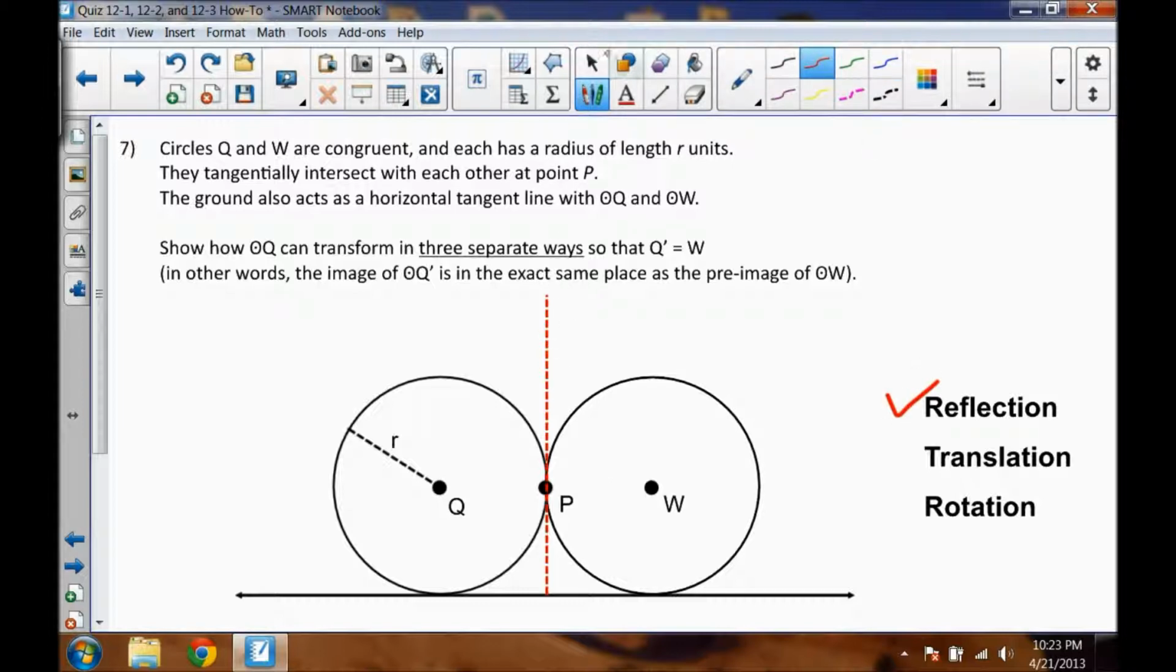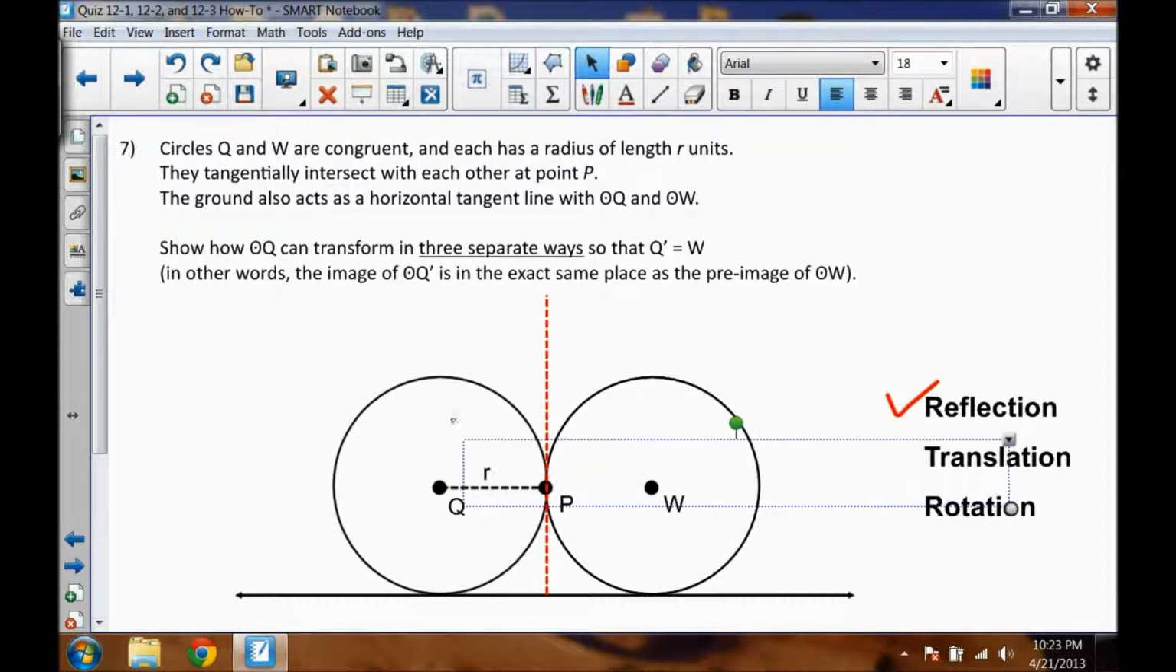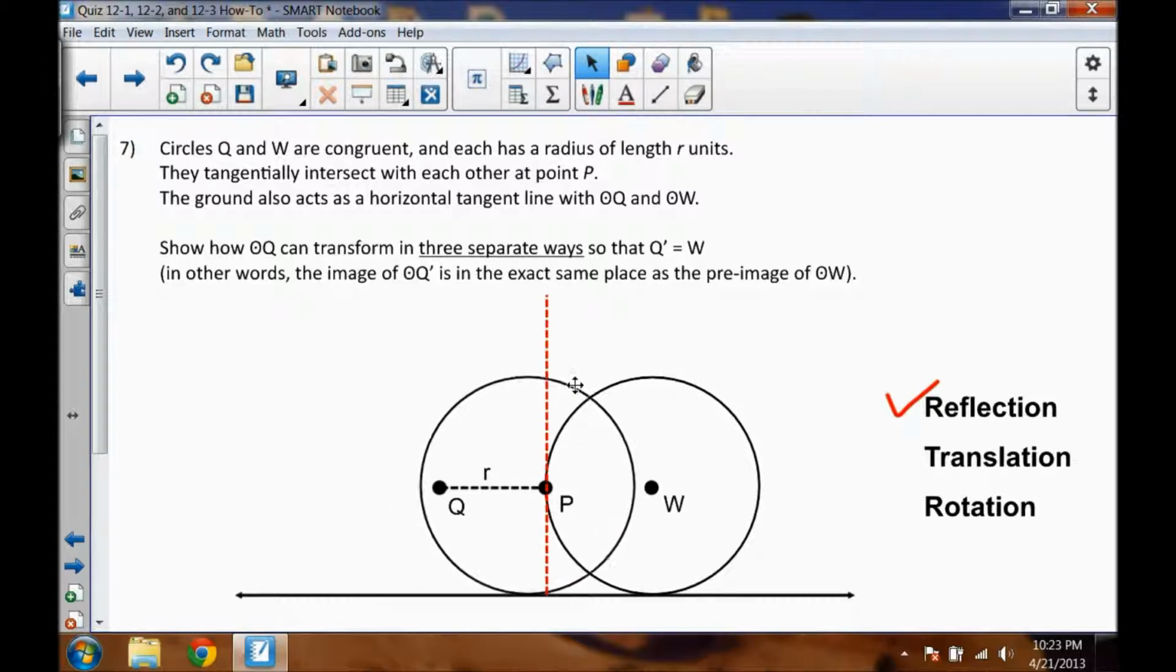Okay, translation. This one could have been the easiest, but you had to say how far it went over. So remember that this is R right here. Let me, I can probably move this over like this. All right. Now this is the length of your radius. So if that's R, how far does Q have to move over this circle? It would have to move over 1 R length, 2 R lengths in the x direction.